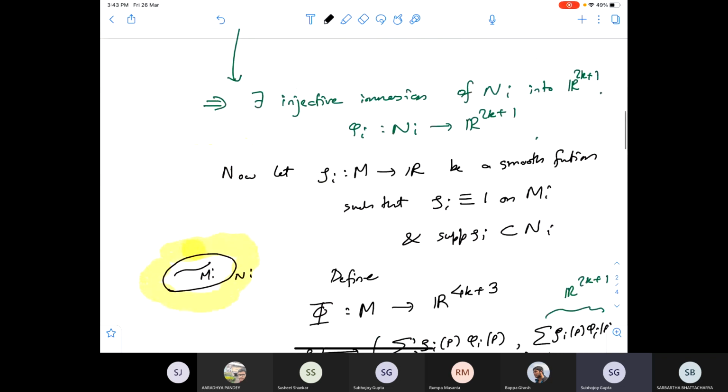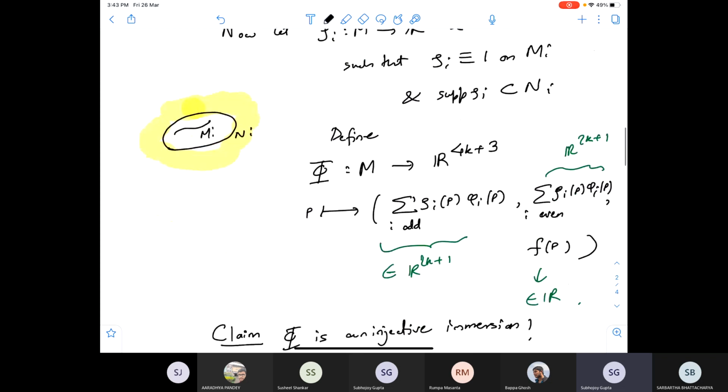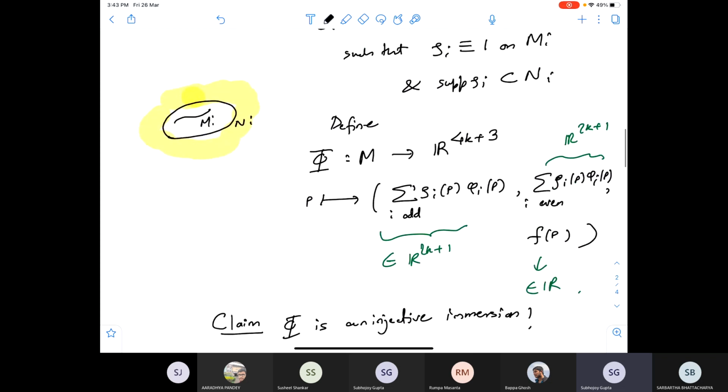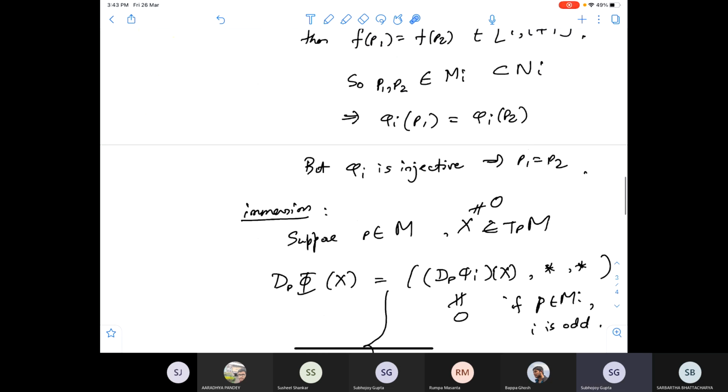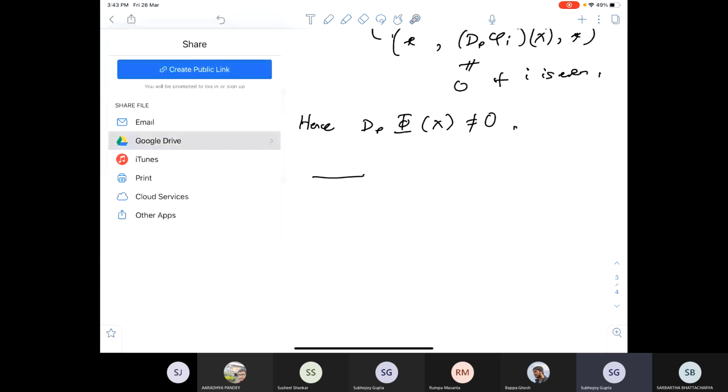So we do get some injective immersion into a Euclidean space. We don't quite have an embedding yet, right? Right now it's still just an injective immersion, but into some Euclidean space, here it was 4k plus 3. As we noticed, we can get this 4k plus 3 down to 2k plus 1. So if this is fine, let me just update the notes.